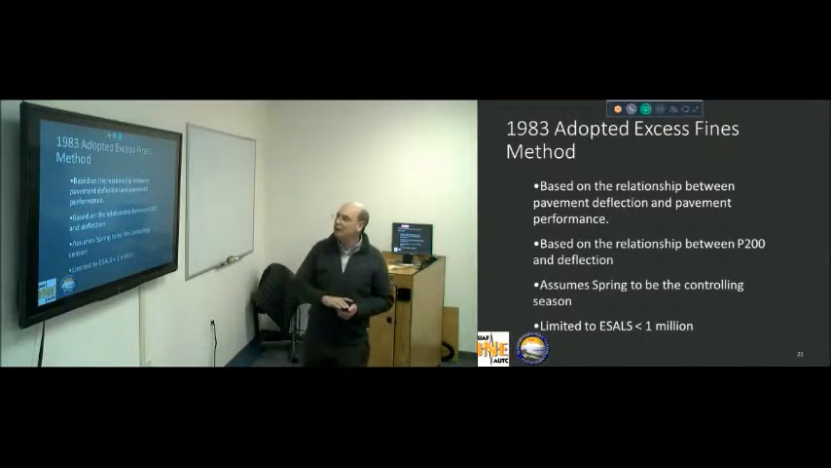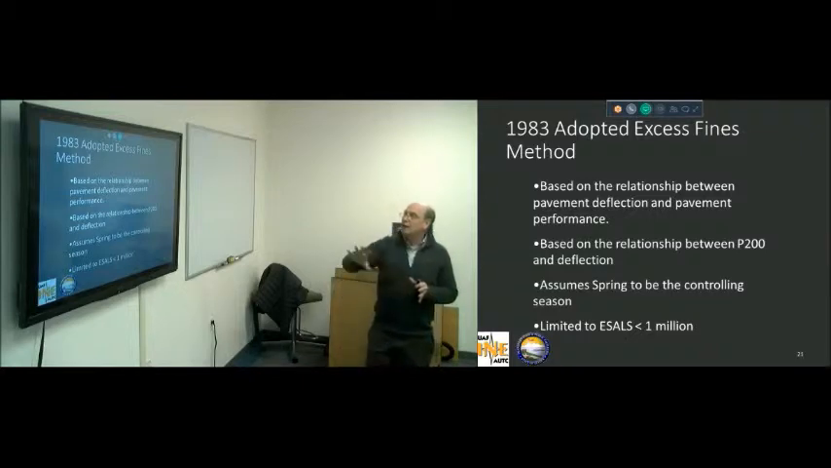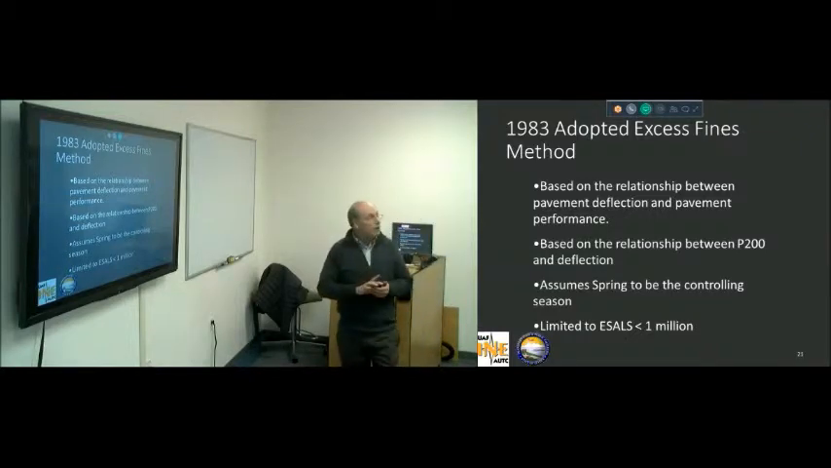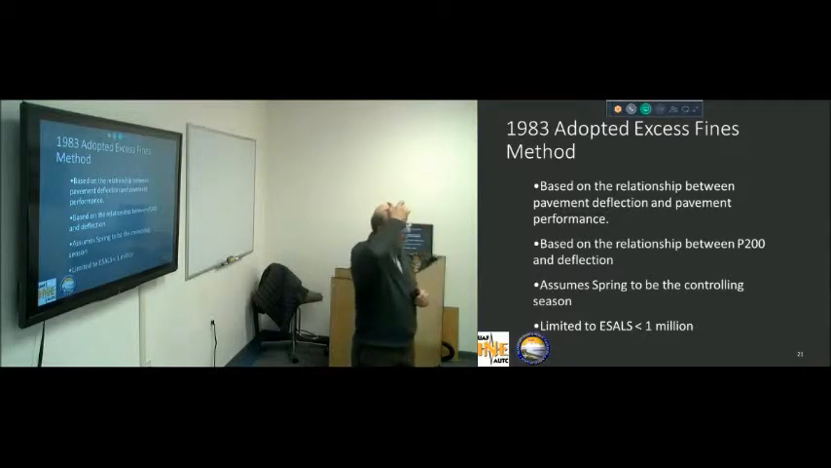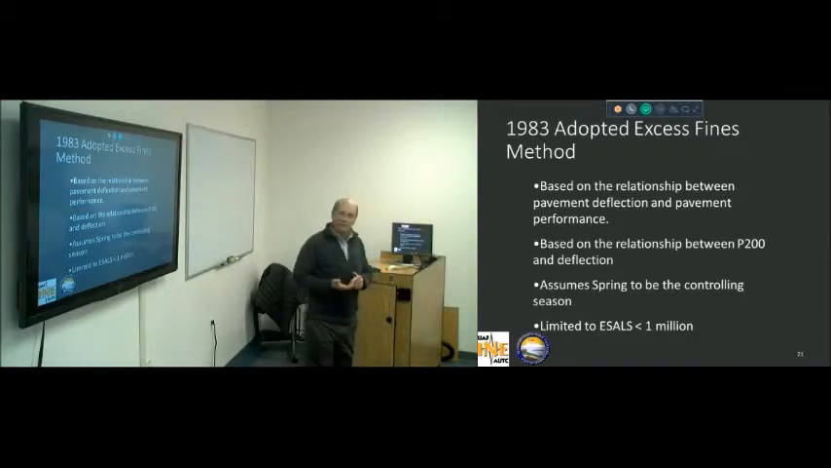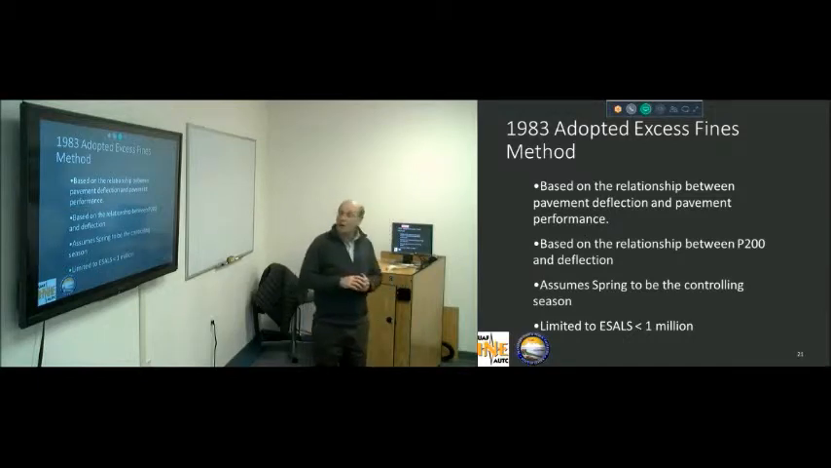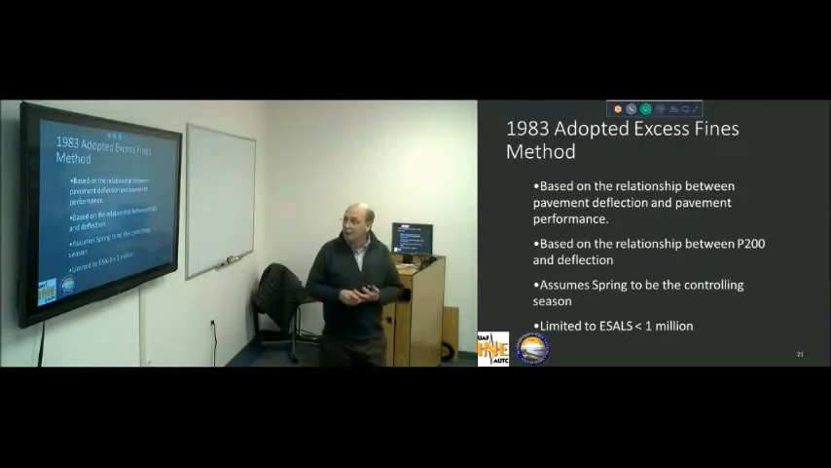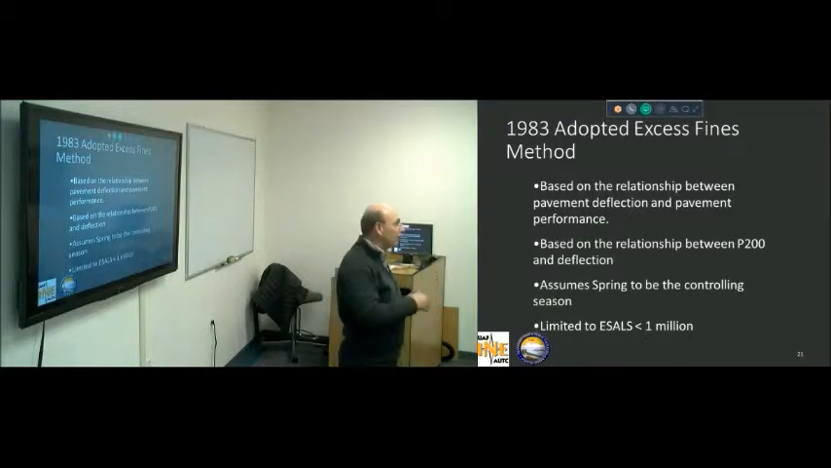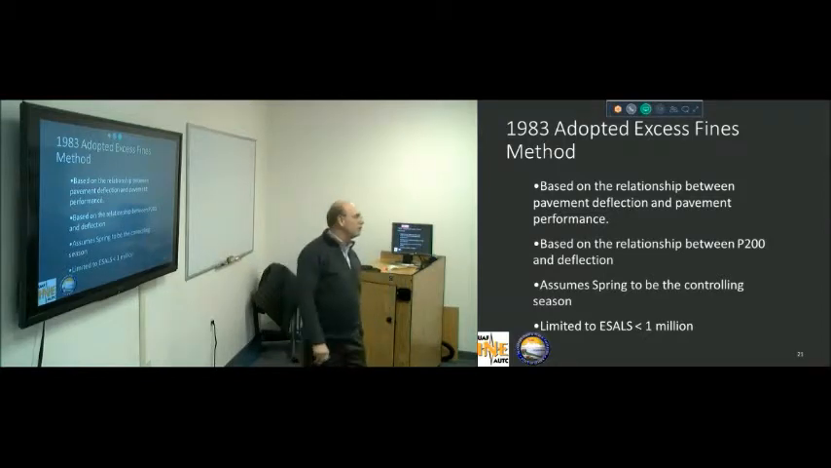And then we also built in a relationship between deflection and that. And we assumed that the spring was the controlling season. Now that is true for a weak road, but it turns out it's not true for a strong road. It turns out the fall is. We did find that out later, but for the purposes of what we were doing at that time, it worked out really well. We also found that the equivalent single axle loads on the pavement, which is 36,000 pounds on a dual axle vehicle, could not exceed 1 million.